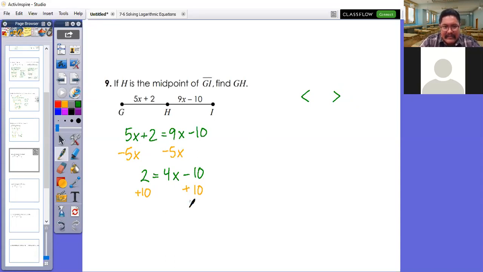Let's see, get rid of this 10. We have a minus 10, so to get rid of it, we have to do the inverse operation. So that would be add 10 to both sides. 12 is what we get from adding 2 and 10 together. And now if I ask you what number times 4 gives me 12, you'd probably know that right away.